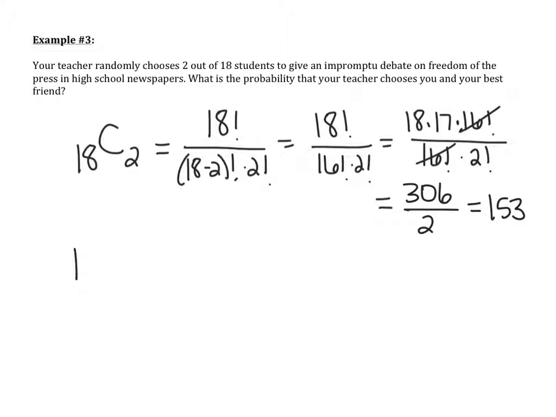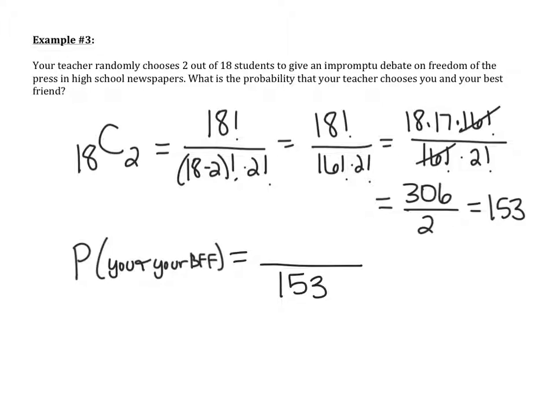So remember, it's P of you and your best friend getting chosen randomly out of the 18 students would be equal to, and again, the total possible outcomes goes on the bottom. Let's think about the favorable outcomes. There would only be one way out of all the possible ways for your teacher to choose you and your best friend. So our favorable outcomes would just be 1.